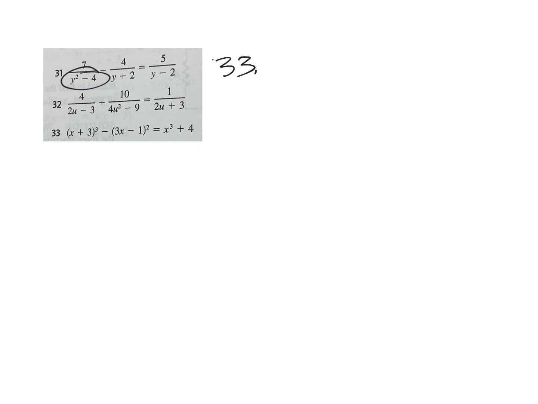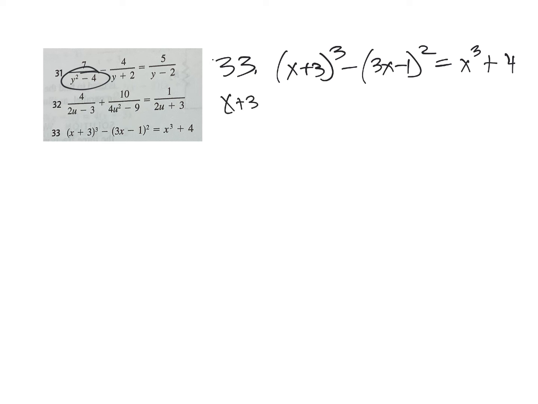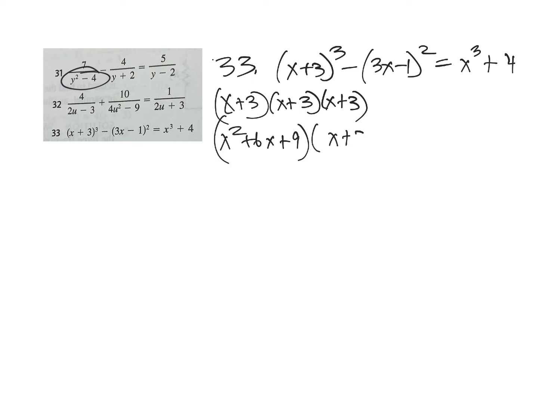33. (x + 3)^3 - (3x - 1)^2 = x^3 + 4. Okay, now, you can know the formulas for the cubes, but you're just as fast to multiply it out and then solve. So (x + 3)(x + 3)(x + 3). So the first one is x^2 + 6x + 9 times the final x + 3.